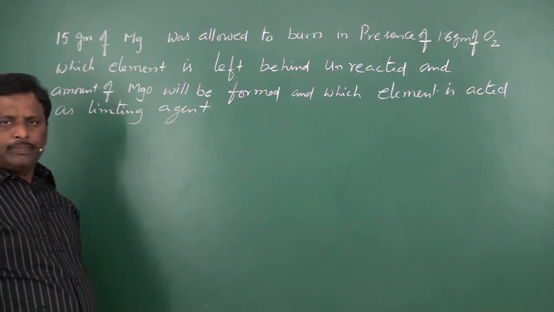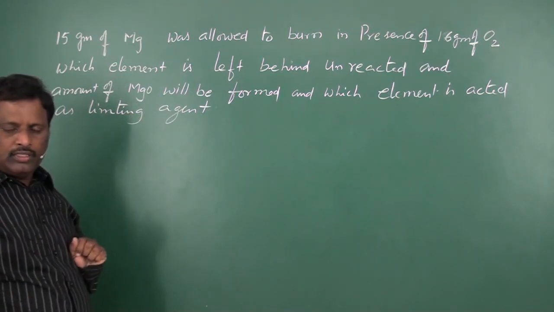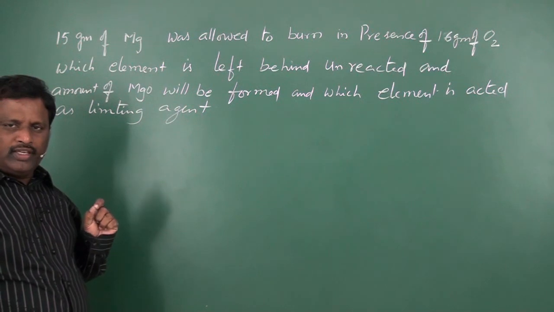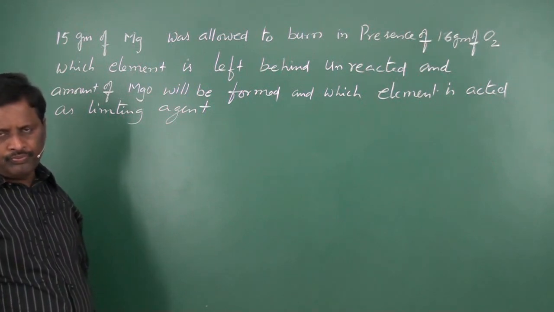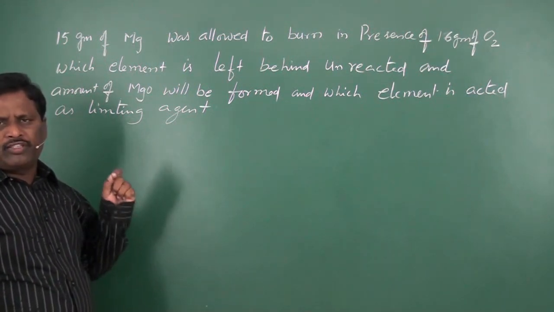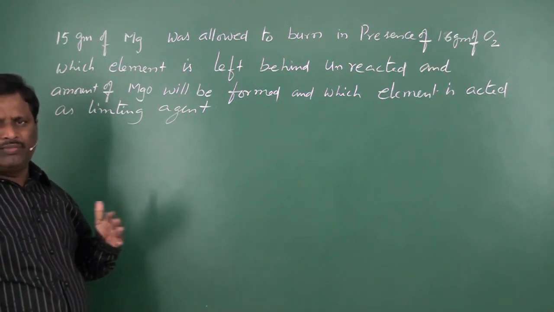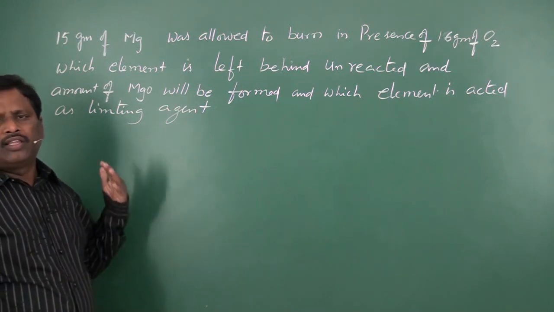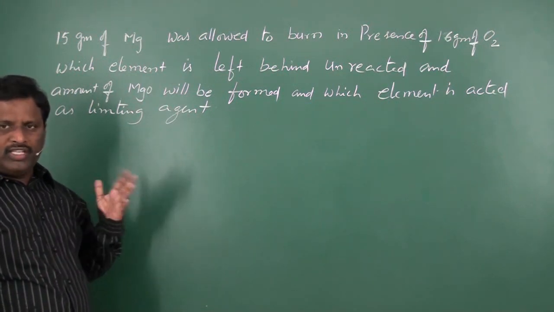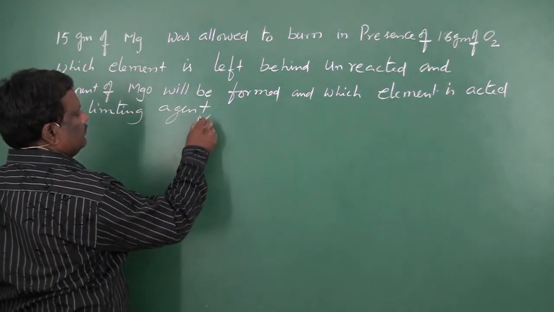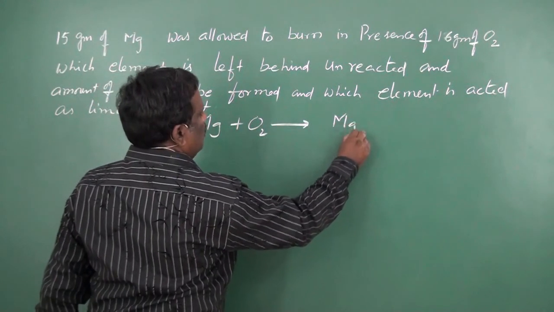Now, whatever the question may be, particularly in this type of question, the first thing you have to do is write a balanced chemical equation. That is the first thing you have to do. So, here the reaction is magnesium burned in presence of oxygen to give magnesium oxide. Any metal when burned in presence of oxygen will give the respective metal oxide, or non-metal oxides will form. So, here Mg plus O2 gives MgO. This is the reaction.